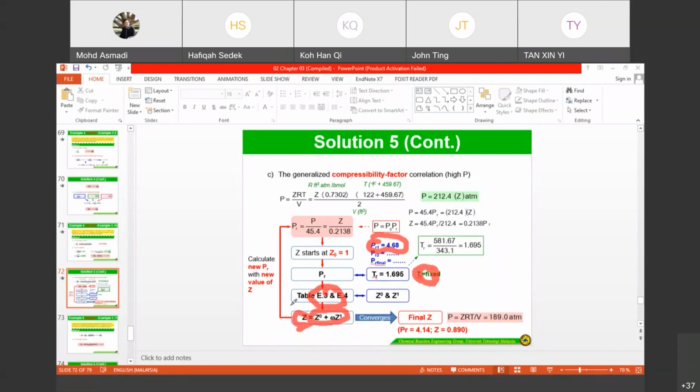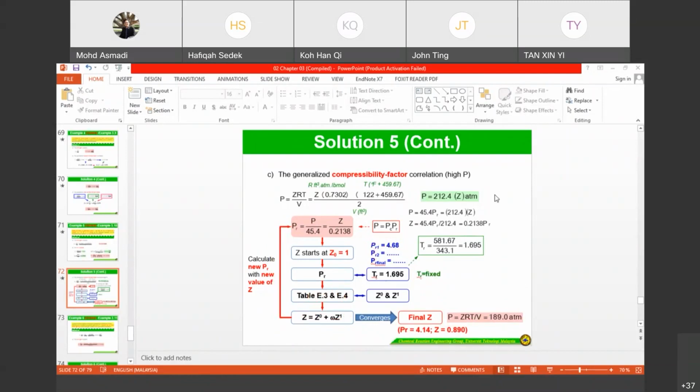This value Z you substitute again into this equation to get the value of PR. This is a new PR. When you get the new PR, do interpolation with TR, referring to tables E3 and E4, and you will get new Z0 and also Z1. Meaning that you have to do the interpolation until it converges. So the final PR and Z0 give you 189.0 atm.